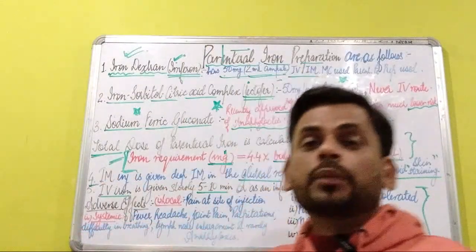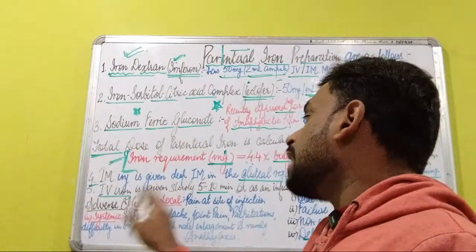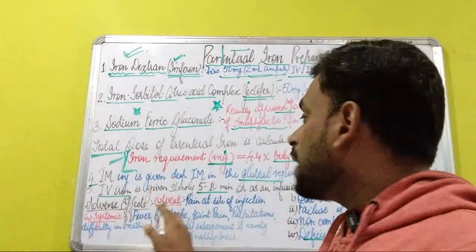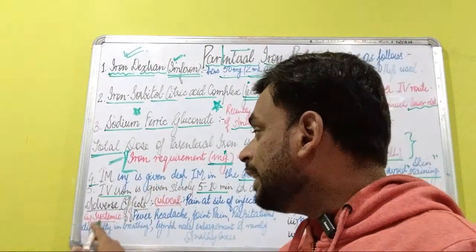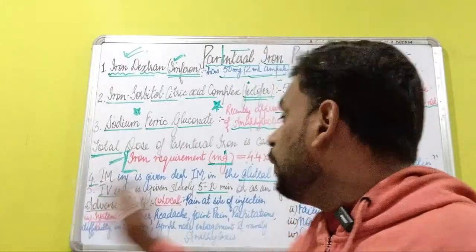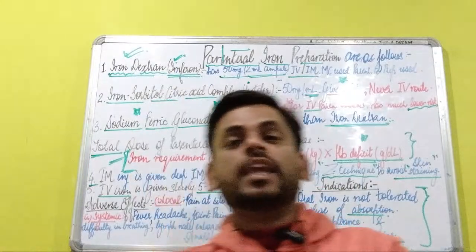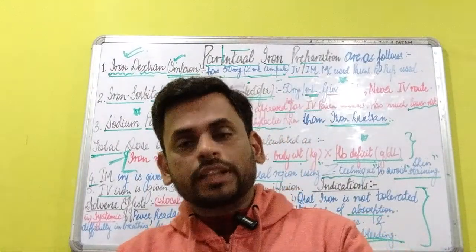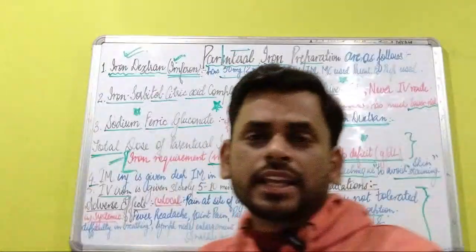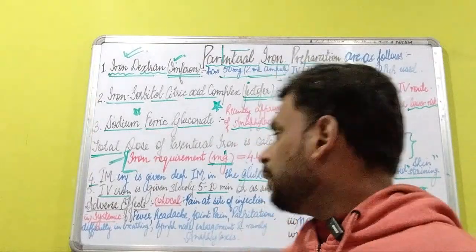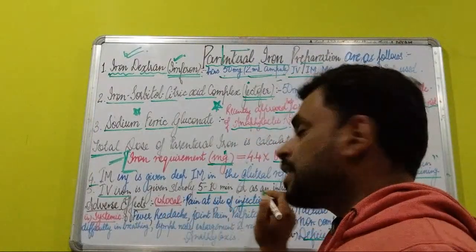When we look at the adverse effects, they can be seen in two forms: local adverse effects and systemic adverse effects. In the local adverse effects, whenever the iron preparation is injected through the intravenous or intramuscular route, pain at the injection site is the most common adverse effect.